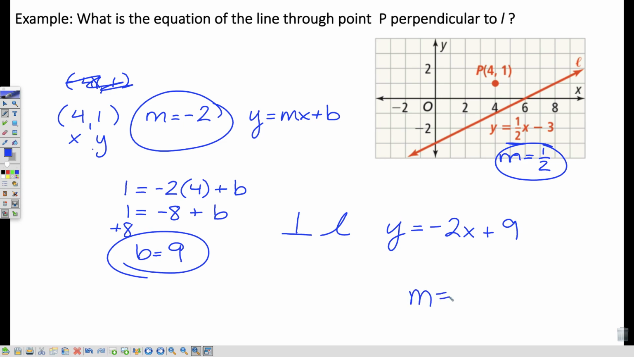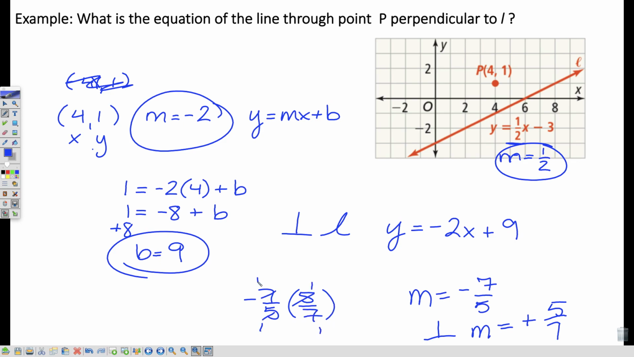It's actually 0.5 though. No, it's a half. If I gave you the slope of -7/5, what would be the perpendicular slope? That's negative, so then you want a positive 7, and the reciprocal is 5/7. Because if I take these two, I get what? -1.